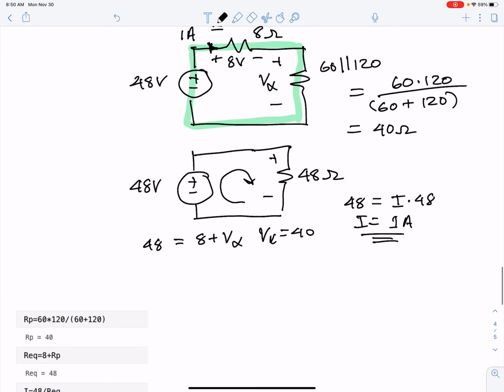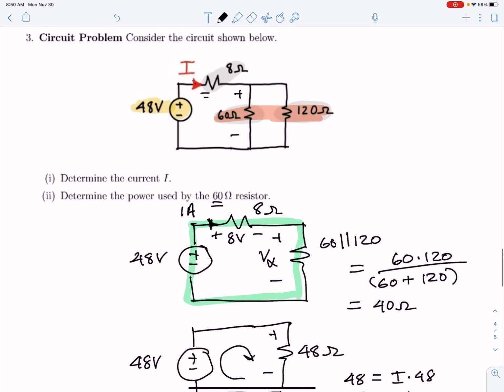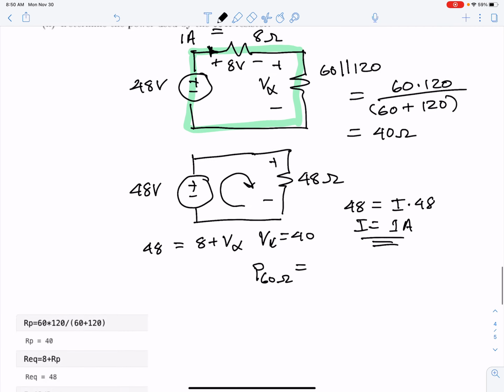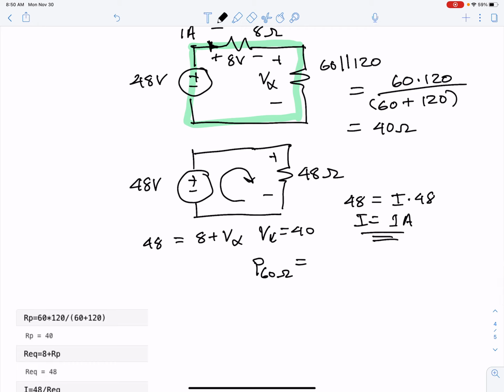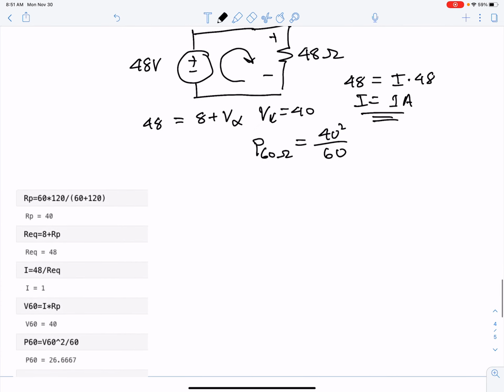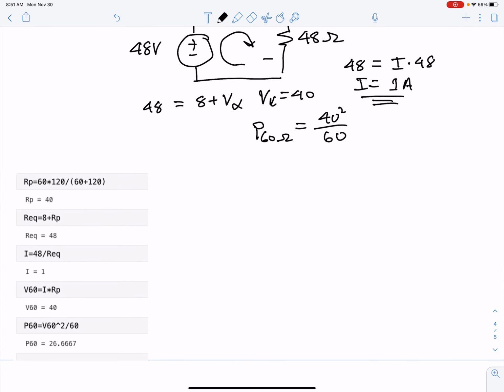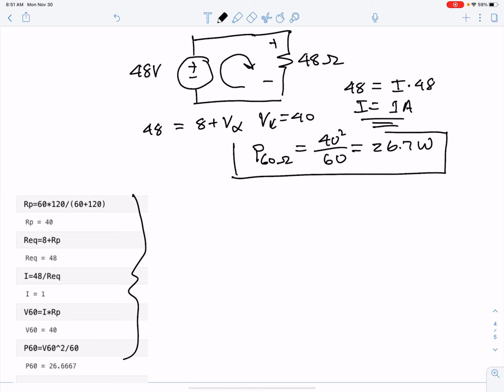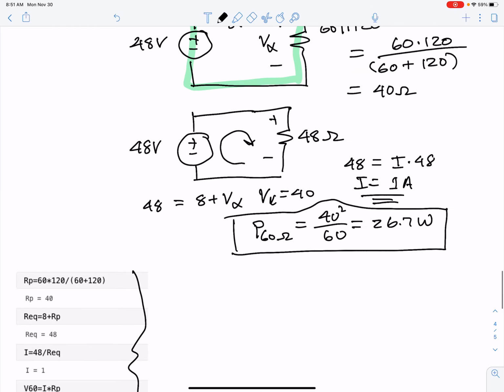Once I know that, I can get the power used by the 60 ohm resistor because I can use the V squared over R formula. So it'd be 40 squared divided by 60. I included MATLAB calculations so you can see the calculations worked out, and you get 26.7 watts coming out of this for part B, or part 2.